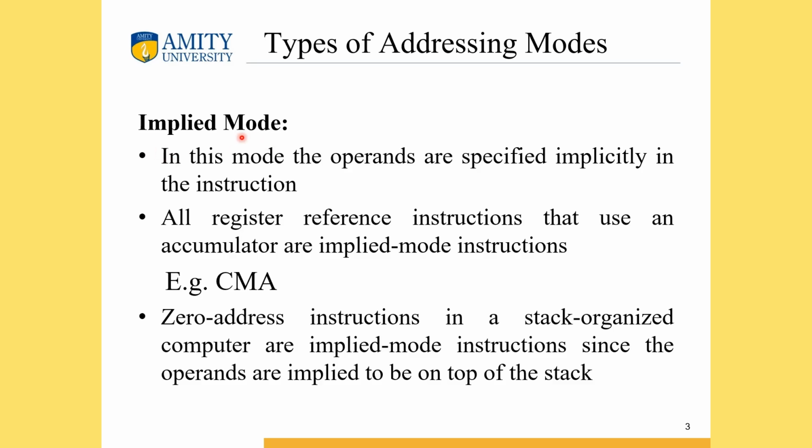The first type is the implied mode. In this mode, the operands are specified implicitly in the instruction, so there is no such address. The operand itself is there in place of the address, so we don't have to go to any specified point. The operand is implied into the instruction itself. Thus, all register reference instructions that use an accumulator are implied mode. So whenever an accumulator is used, it is an implied mode.